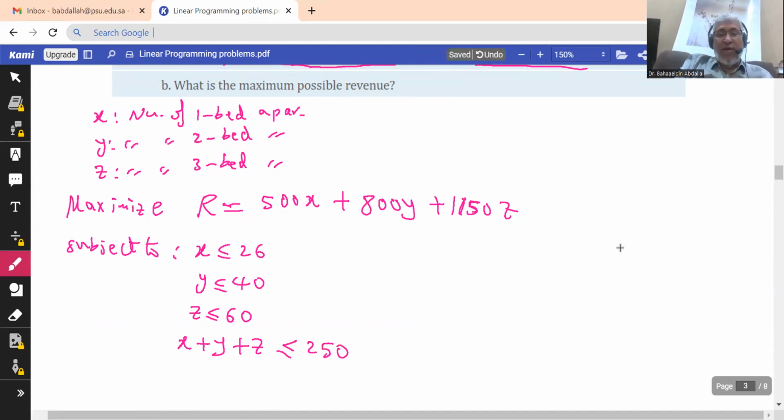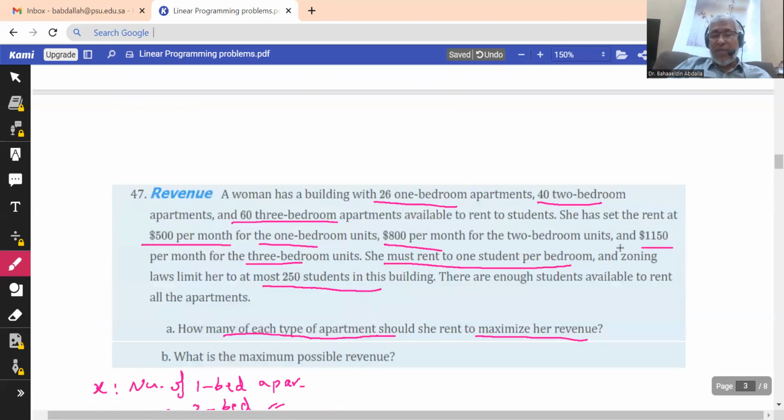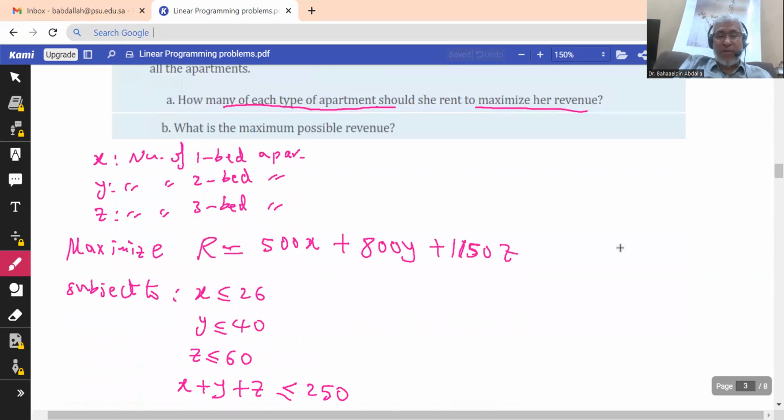And now we have the linear programming problem. Only pay attention to this sentence. I think I did not understand it carefully at first, but now one student per bedroom apartment, this is what the question meant.